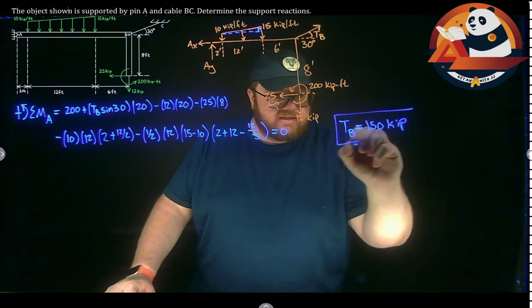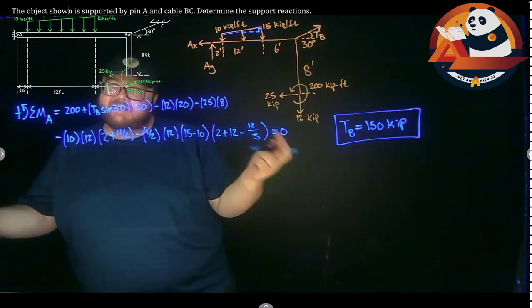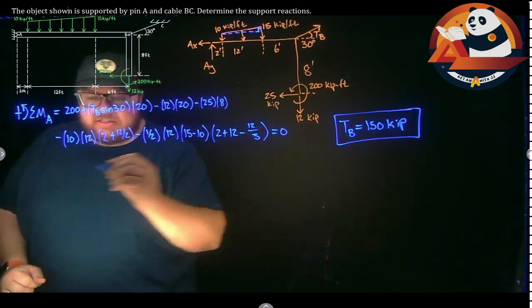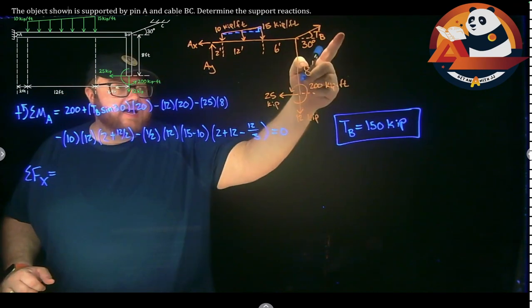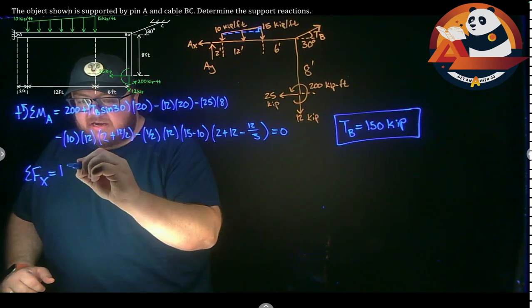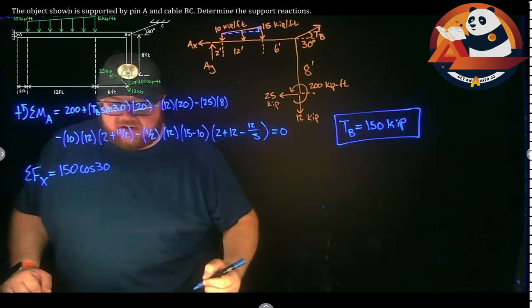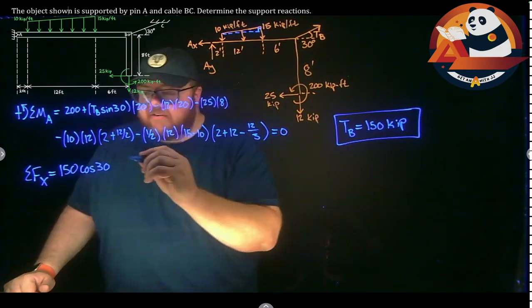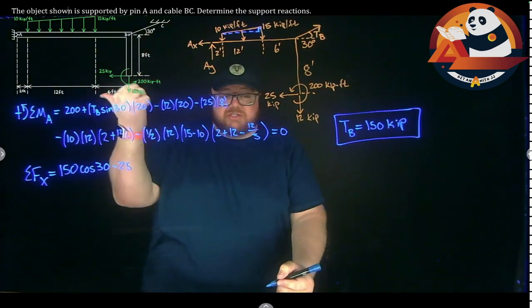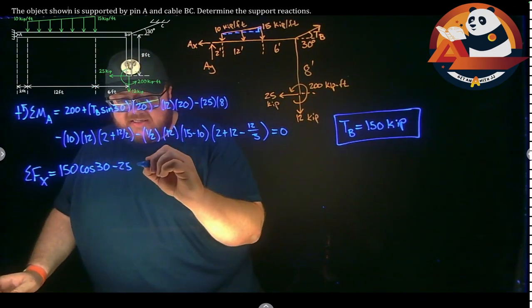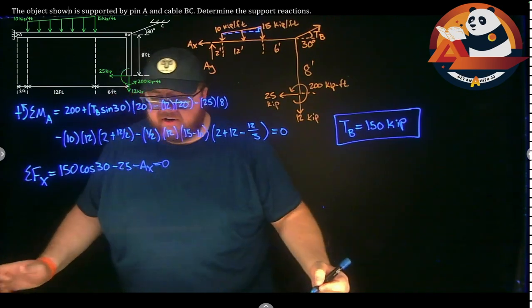And we are in tension. From there, I can go and say with TB known, I have 2 unknowns left. I can sum forces and get both of those. So let's just sum forces in our x direction. Summing forces in the x, I have the x component of TB. So TB I know is 150. I'm looking for the x component, so cosine of 30. I have 25 goes to the left, minus 25. And we guess that AX goes to the left, so we're going to subtract it out, minus AX. And that's going to get us to 0.